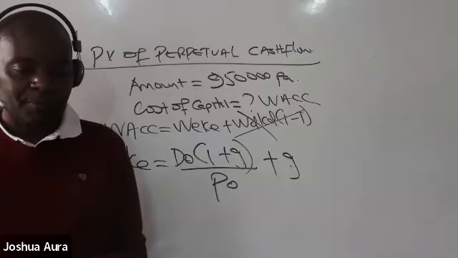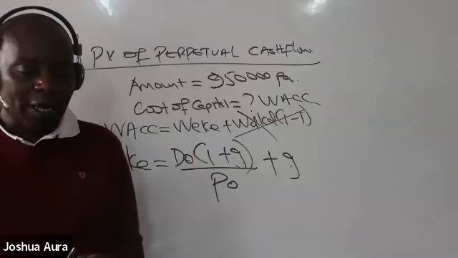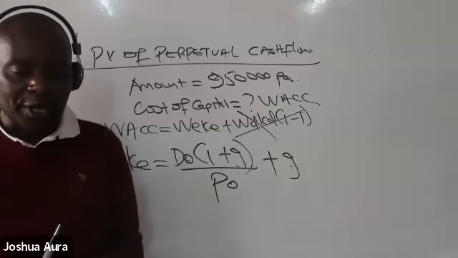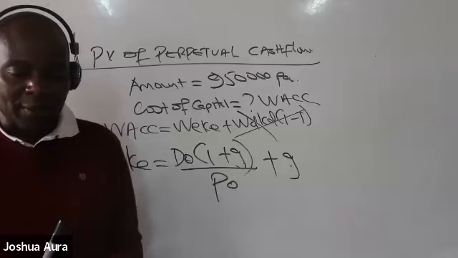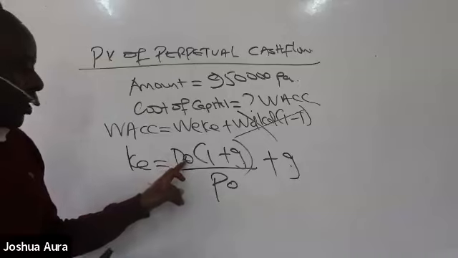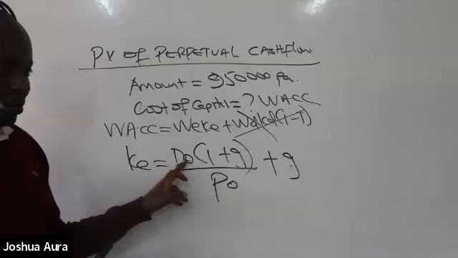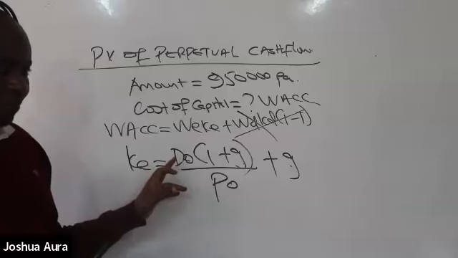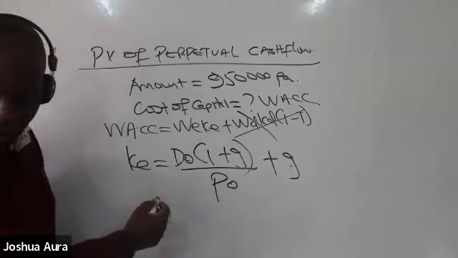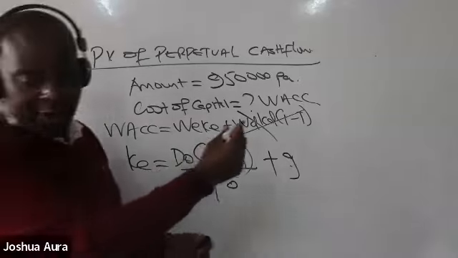So then can you kindly do Mwalimu here a favor? Do we have D0? D0 is the current dividends. How much? 0.4. So current dividends, I'm being told, are 0.4.